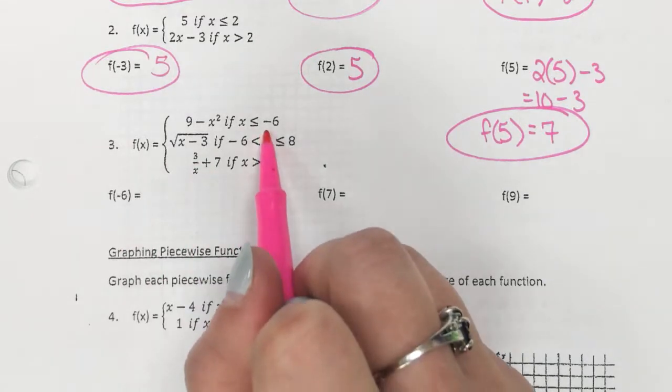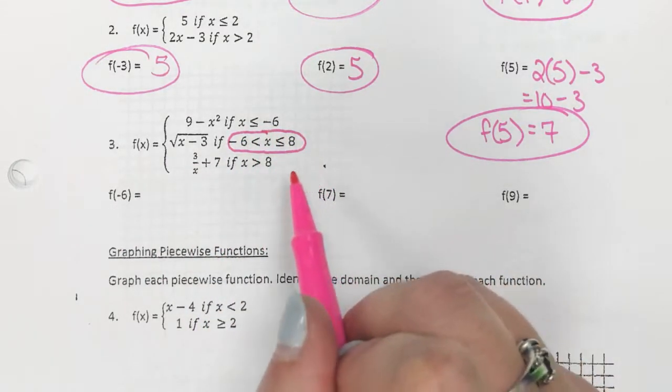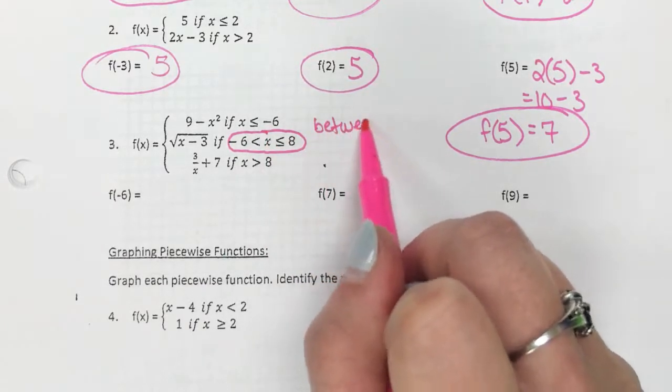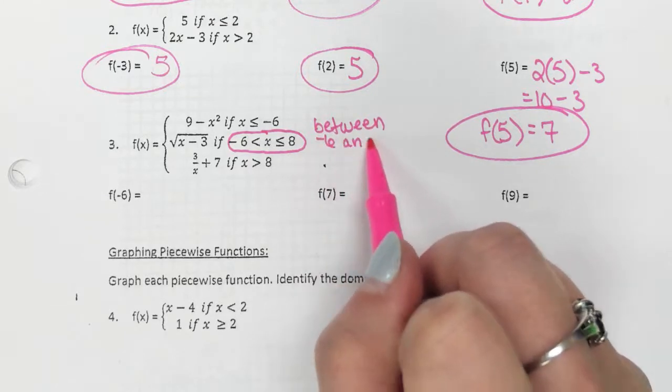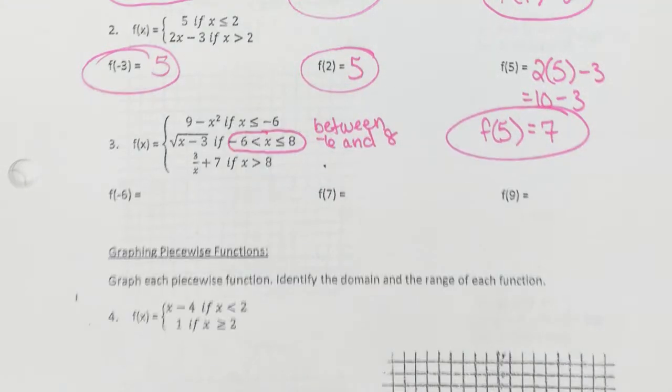Number 3. Look at this notation right here. Here's what I want you to know. All this means is that x is between negative 6 and 8. That's all that means. So give me a number that's between negative 6 and 8. 0. What else? 1. 2. 3. You got the hang of it? All right, here we go.